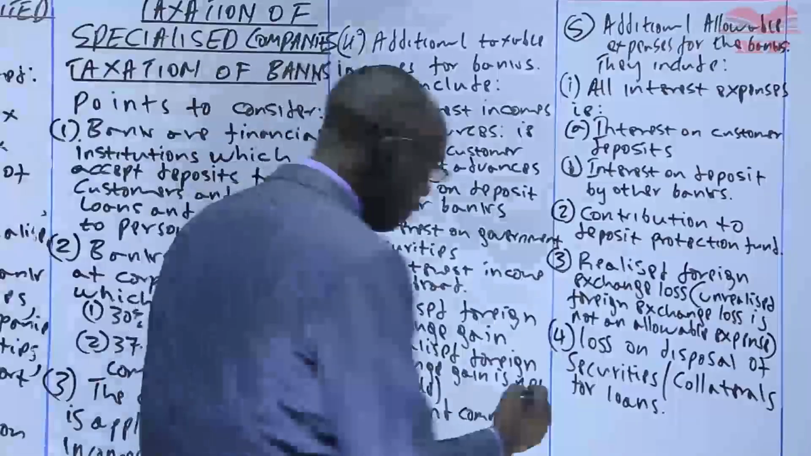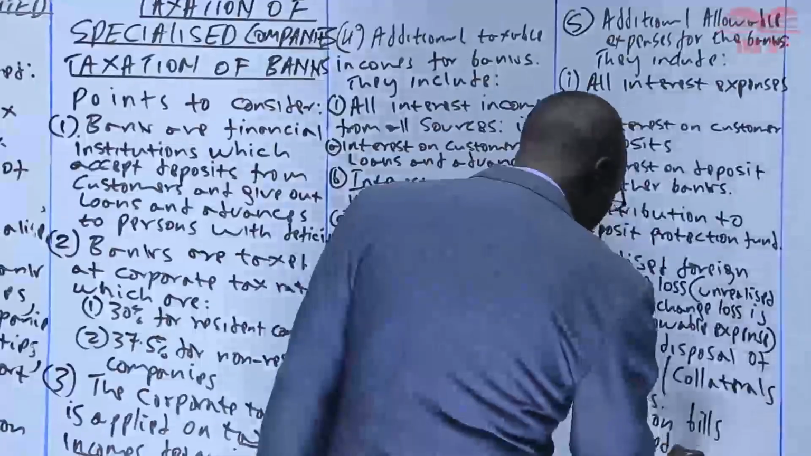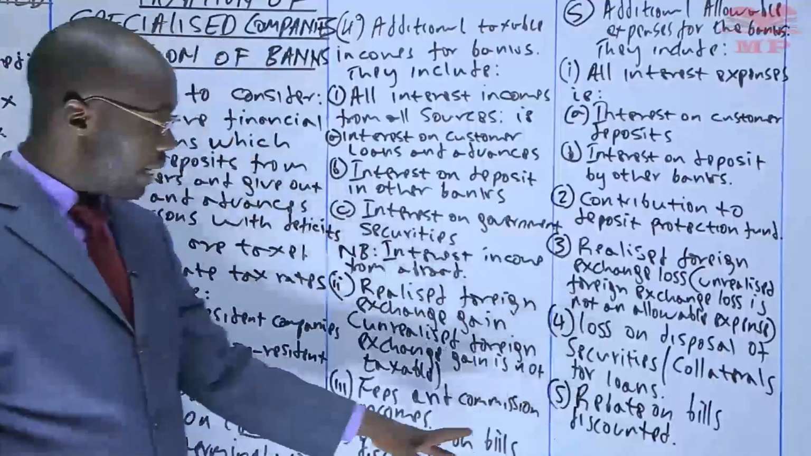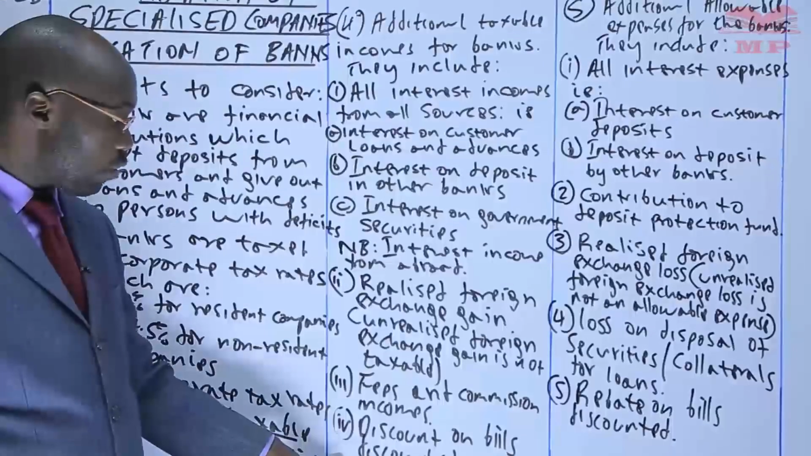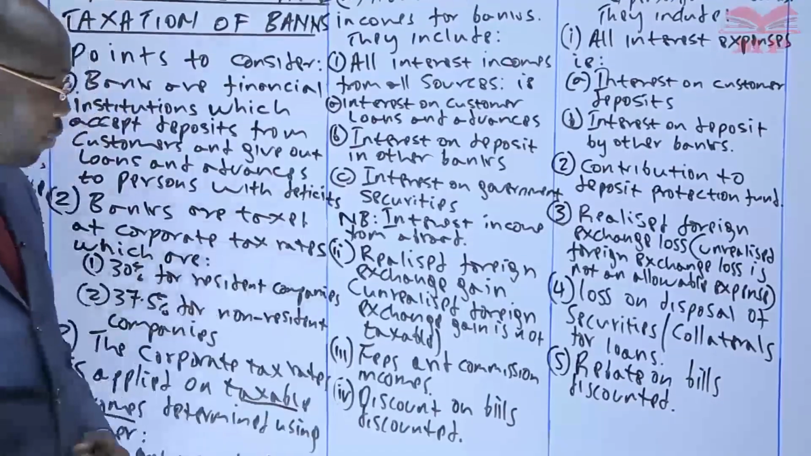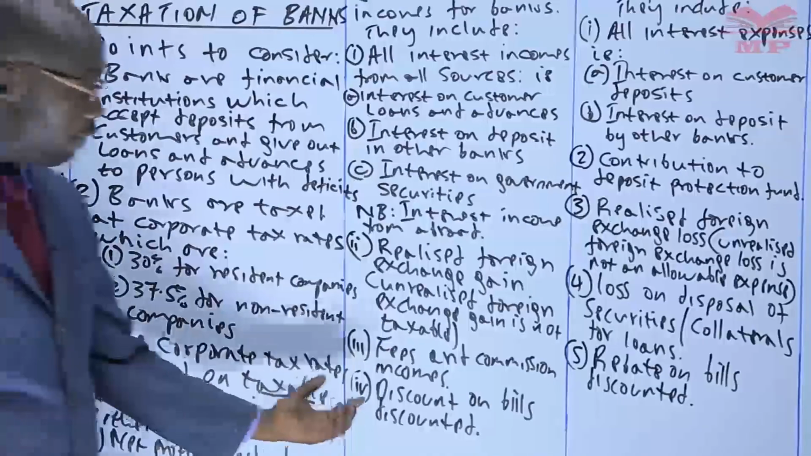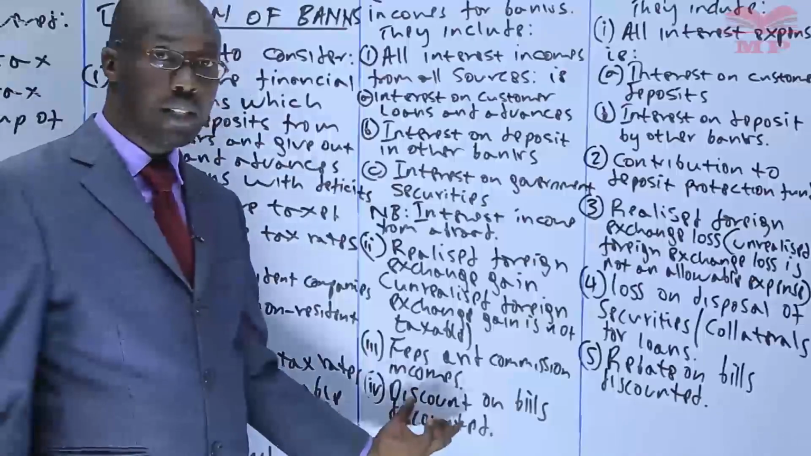Then we have number 5, rebate on bills discounted. I normally say that it is the opposite of the discount on bills discounted, which we said is usually an additional taxable income. So if the bank makes a discount, it is an income.